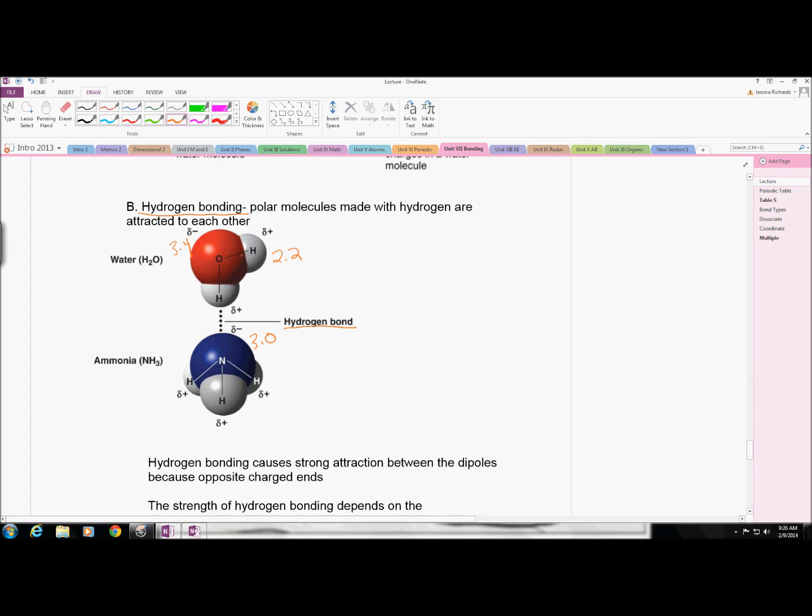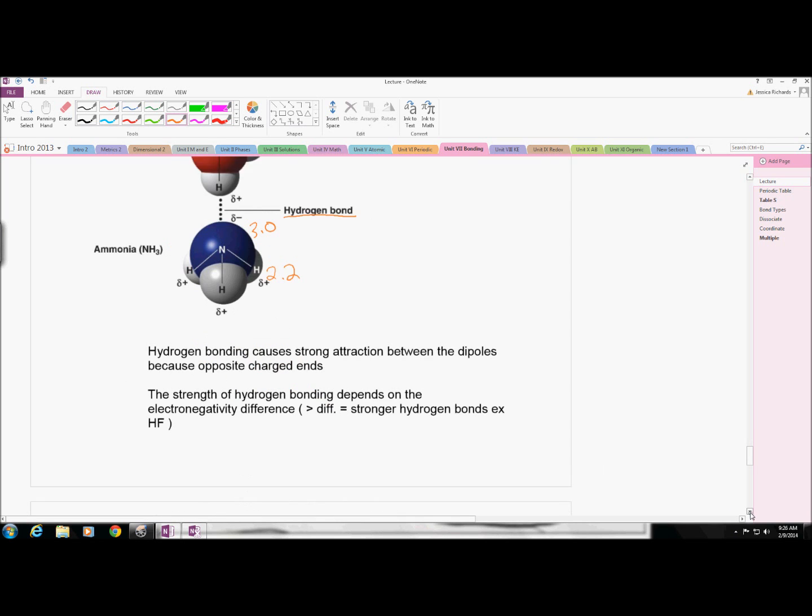The greater the difference is between the hydrogen and the other element, the stronger the hydrogen bonding is. So water is more polar than ammonia, and water will form stronger hydrogen bonds with other water molecules than ammonia makes with other ammonia molecules. So the bigger the difference is, the more polar the molecule and the stronger the hydrogen bonding will be.